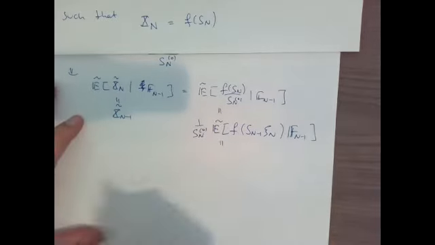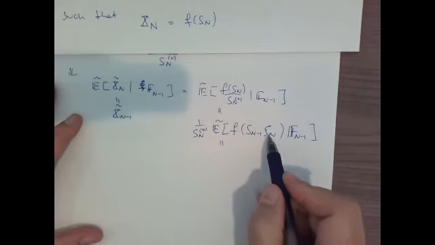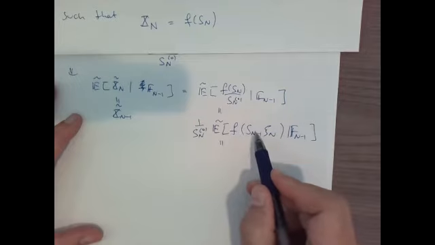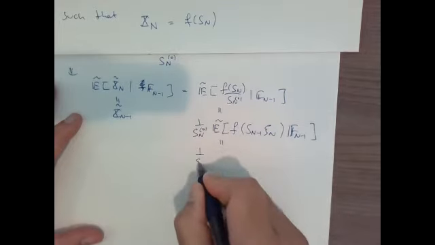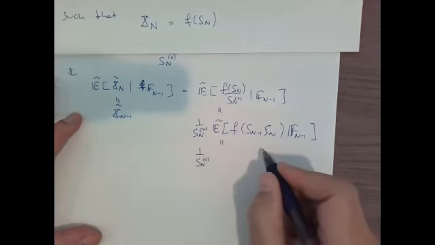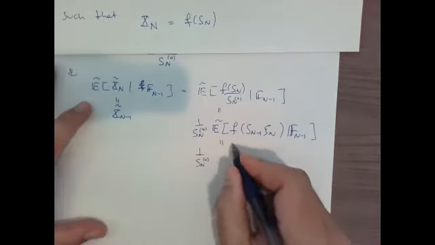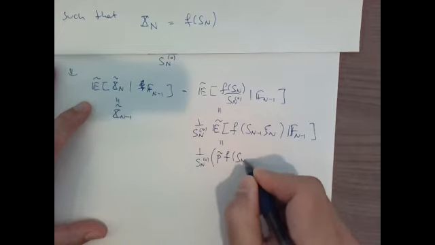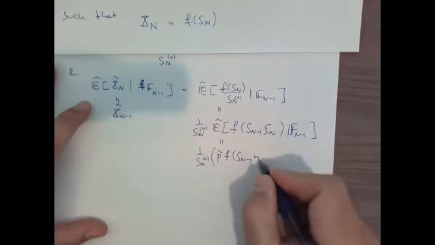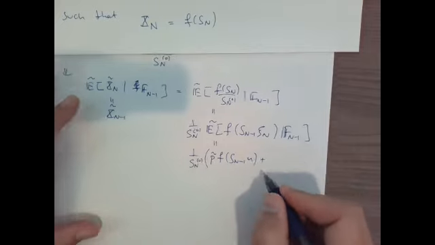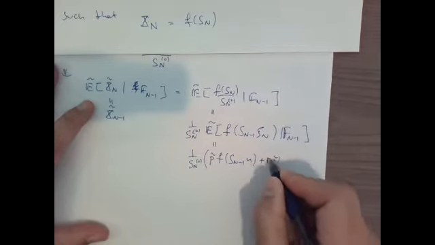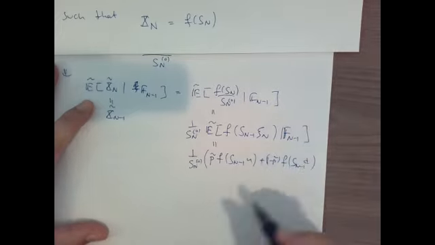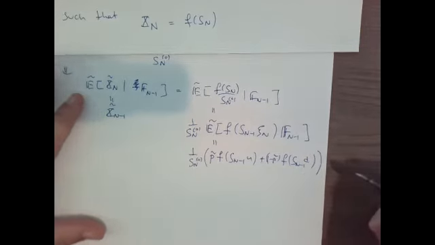Okay, so this here is equal to, I now use independence between the nth coin flip and the previous coin flips. This is going to give me 1 over Sn0. And then I have P tilde times f of Sn minus 1 times U, if psi is U, plus 1 minus P tilde times f of Sn minus 1 times D. Right, so that was the independence lemma.